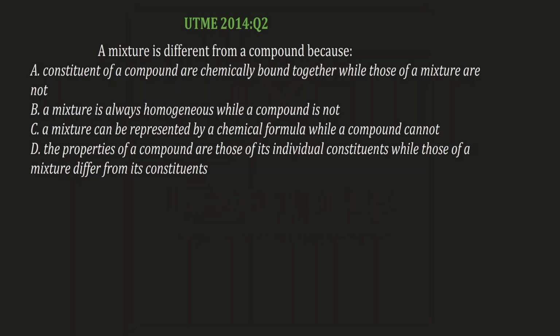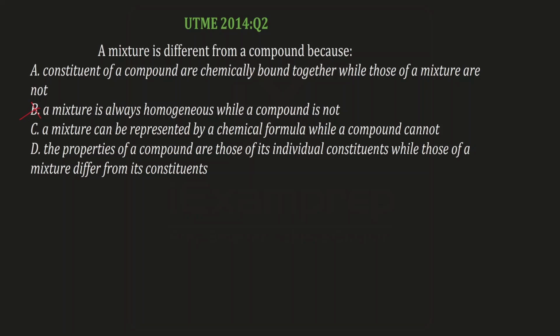Option B, a mixture is always homogeneous while a compound is not. That is incorrect. A mixture can be homogeneous or heterogeneous while a compound is always homogeneous. So option B is totally incorrect.